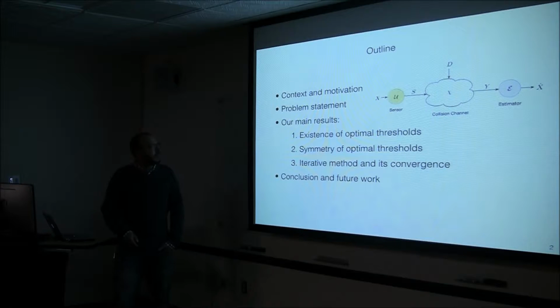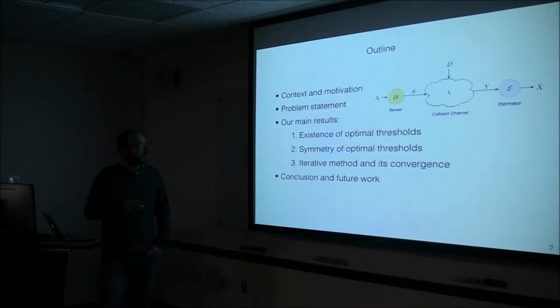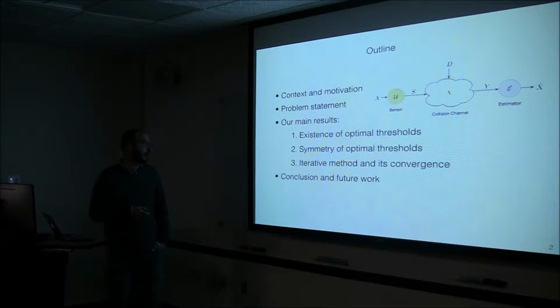The outline of my talk is the following. First, I will talk about the context and motivation for studying such problems. Then I will state formally the problem statement. But essentially, the class of problems that we're interested in studying is the following. When you have a sensor making measurements at one location and an estimator in a different location forming estimates of this measurement using information sent by the sensor over a channel, a communication channel or network.